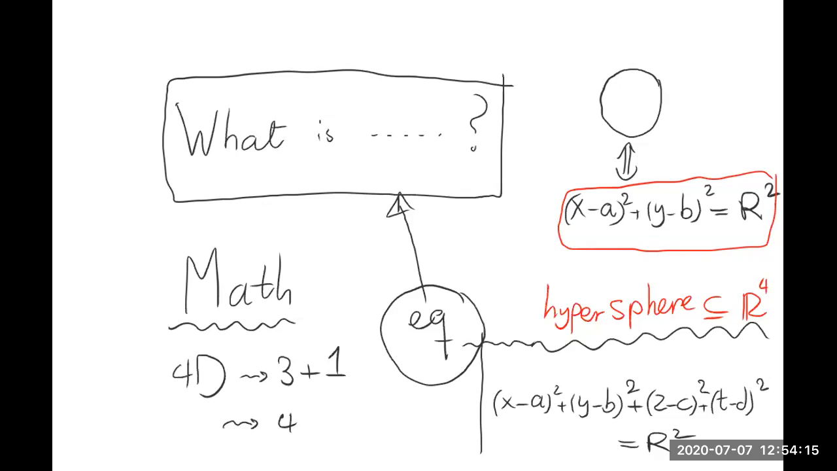But you are right. The hypersphere I mentioned is inside 4-dimensional space, where all of those dimensions are spatial dimensions. Forget about time. It's like we are living in a 3-dimensional space, but there exists another spatial dimension that we can't see. And this is the equation of this hypersphere in that space.